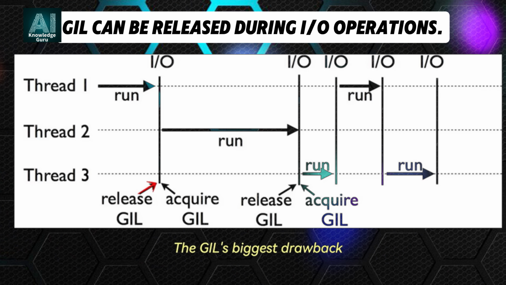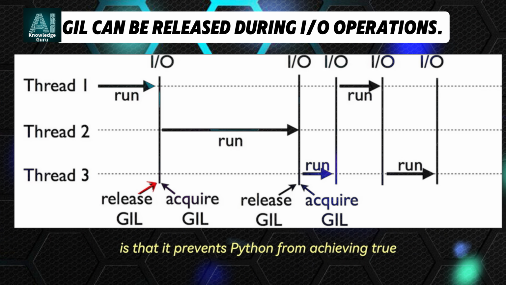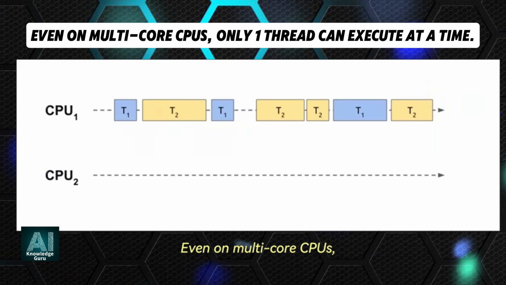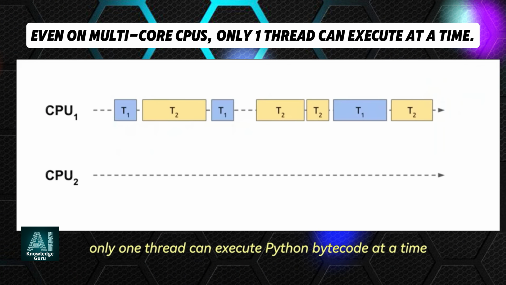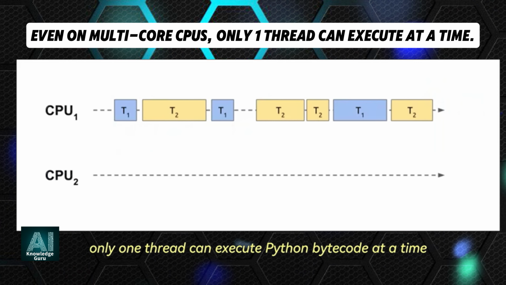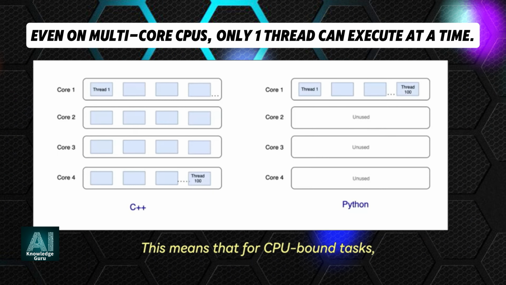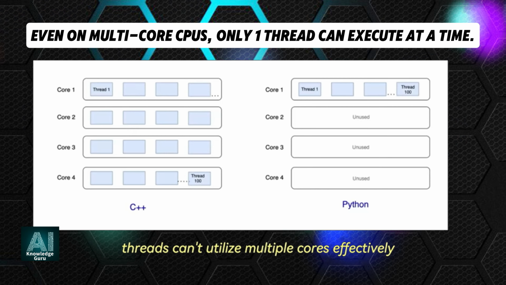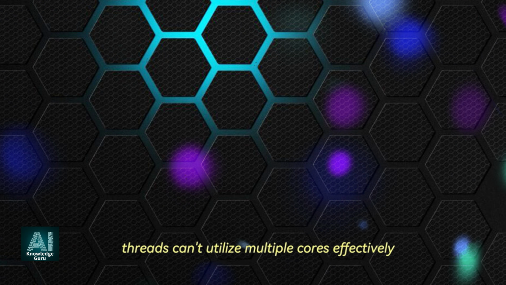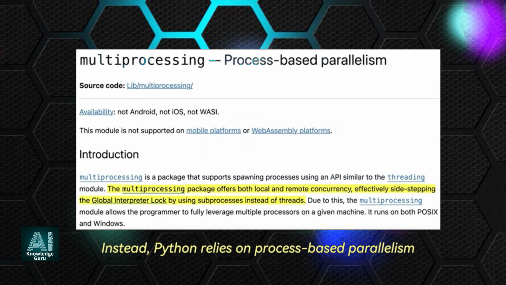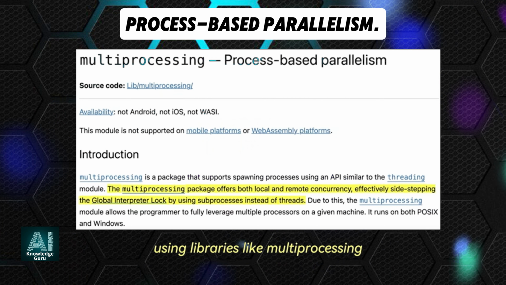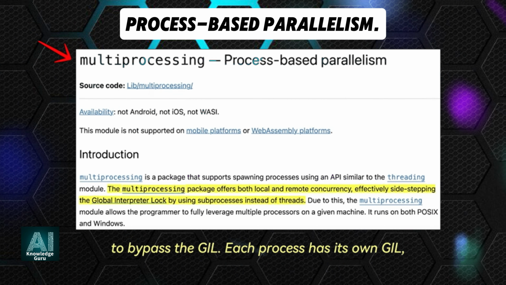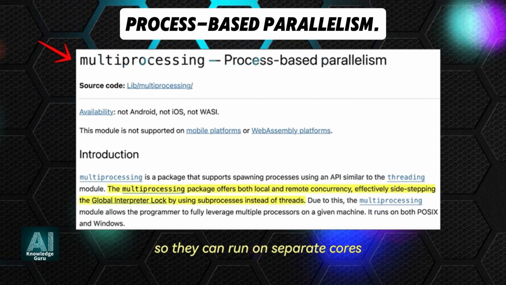The GIL's biggest drawback is that it prevents Python from achieving true parallelism in multi-threaded programs. Even on multi-core CPUs, only one thread can execute Python bytecode at a time. This means that for CPU-bound tasks like heavy computations or data processing, threads can't utilize multiple cores effectively. Instead, Python relies on process-based parallelism using libraries like multiprocessing to bypass the GIL. Each process has its own GIL, so they can run on separate cores.